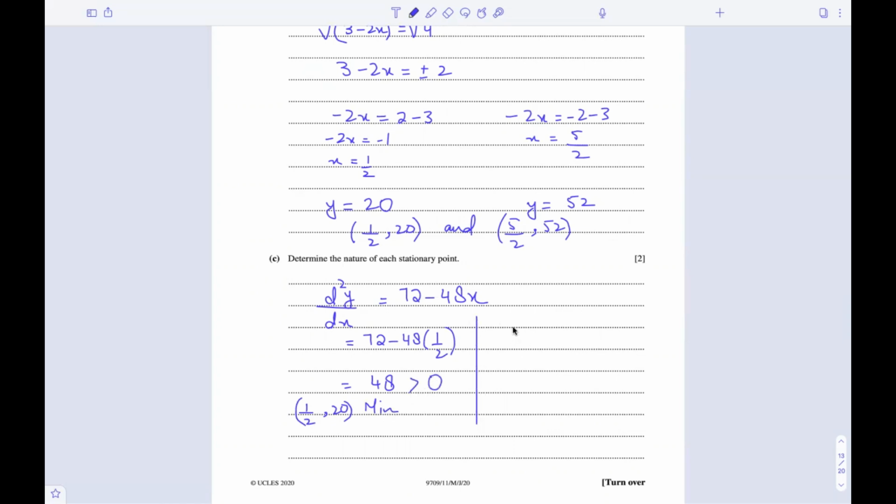Substituting 5 upon 2 into 72 minus 48x, we get 72 minus 48 into 5 upon 2. So 72 minus 120 will be negative, which is less than 0. So we can say that (5 upon 2, 52) will be a maximum point.